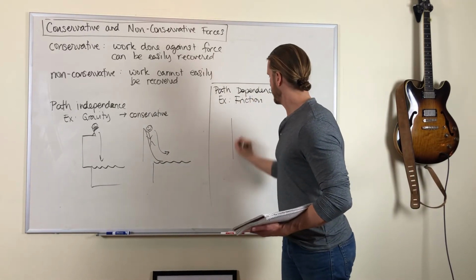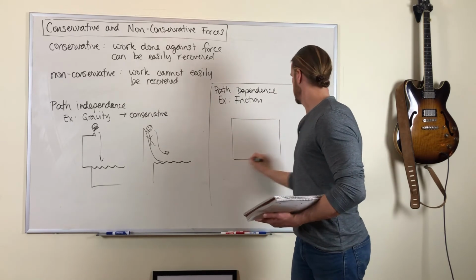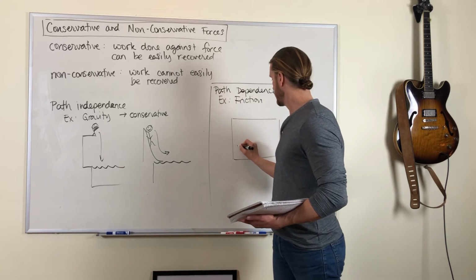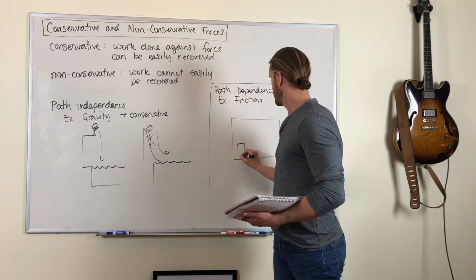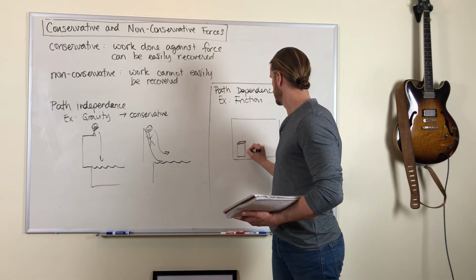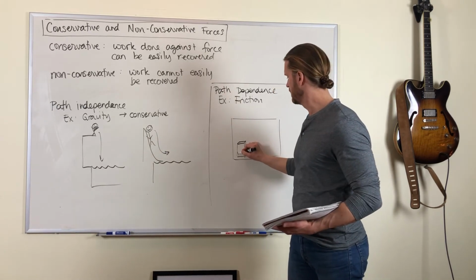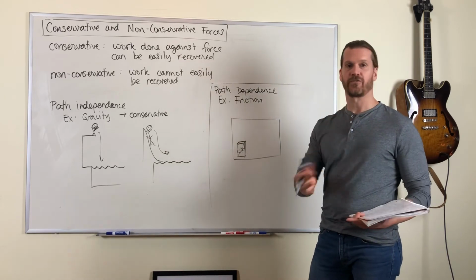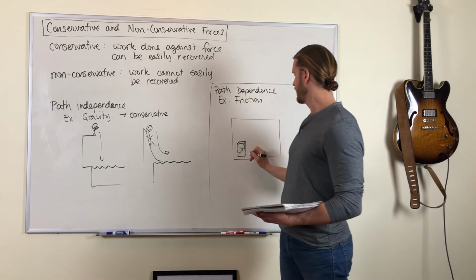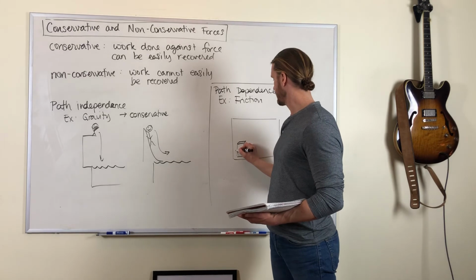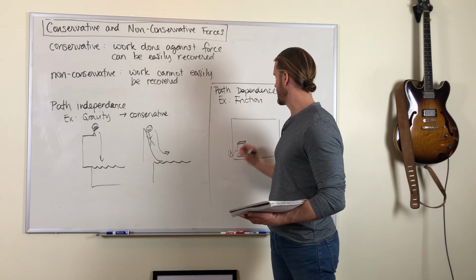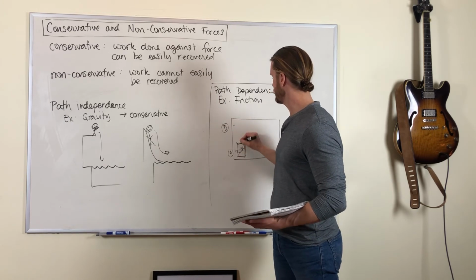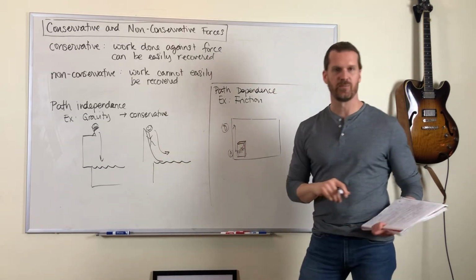Let's look at a tabletop. We're looking straight down on a table. And you've got a book sitting on the table. And you slide that book around. Say you slide that book from this starting location, I'll label it point A, and you move it to this ending location, I'll call that point D. Slide the book across the table.